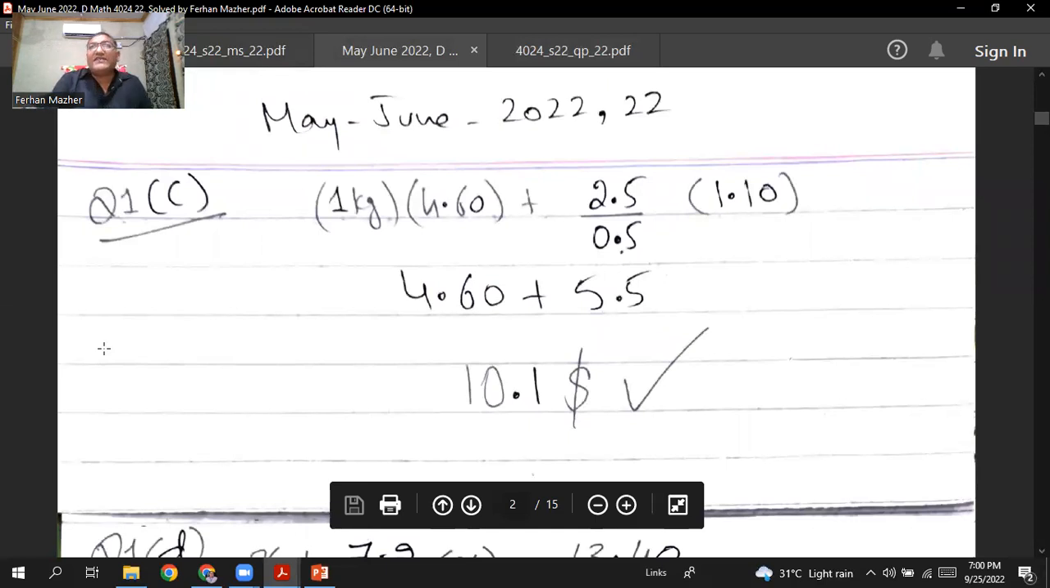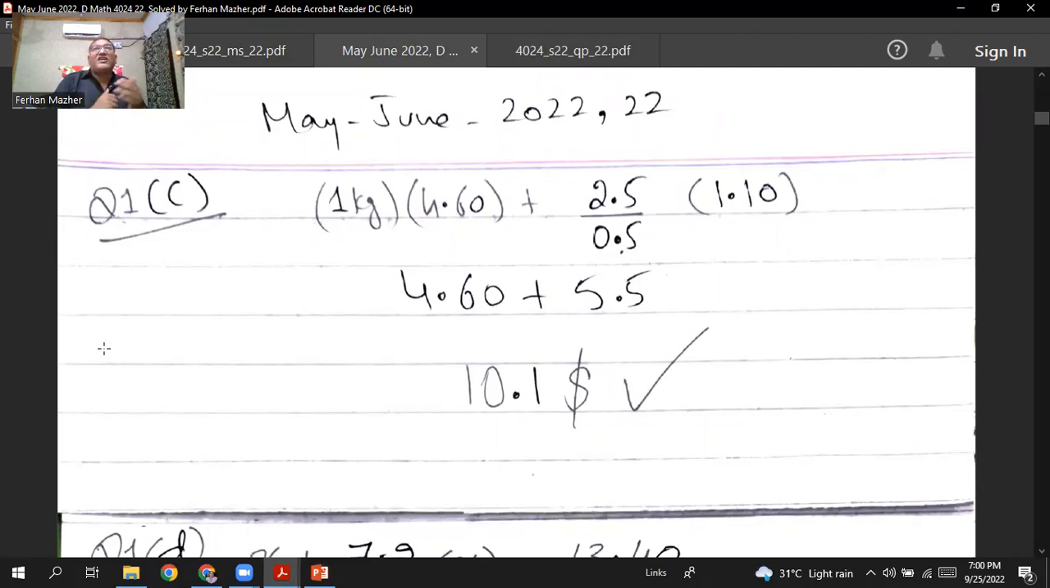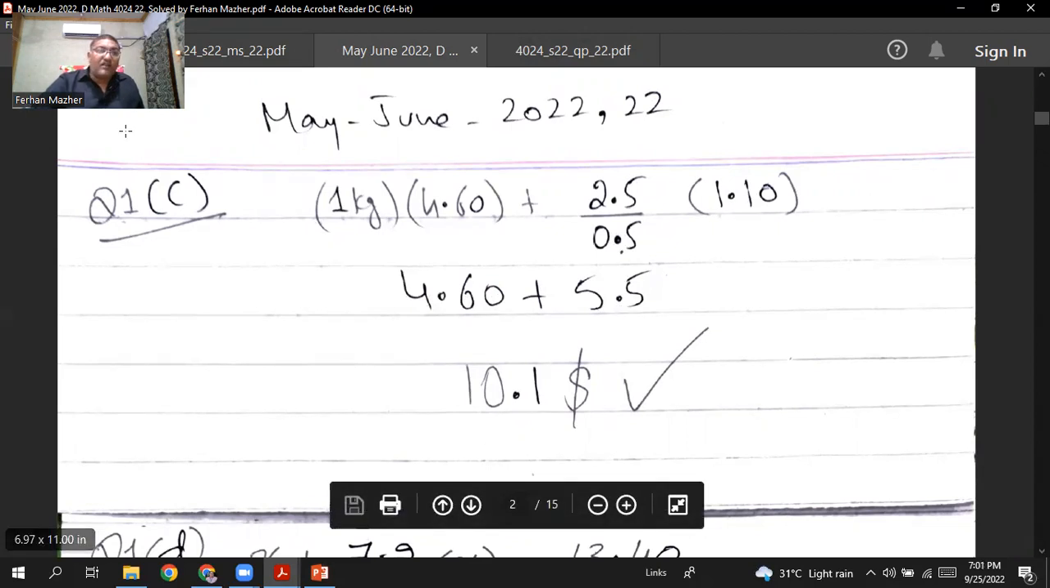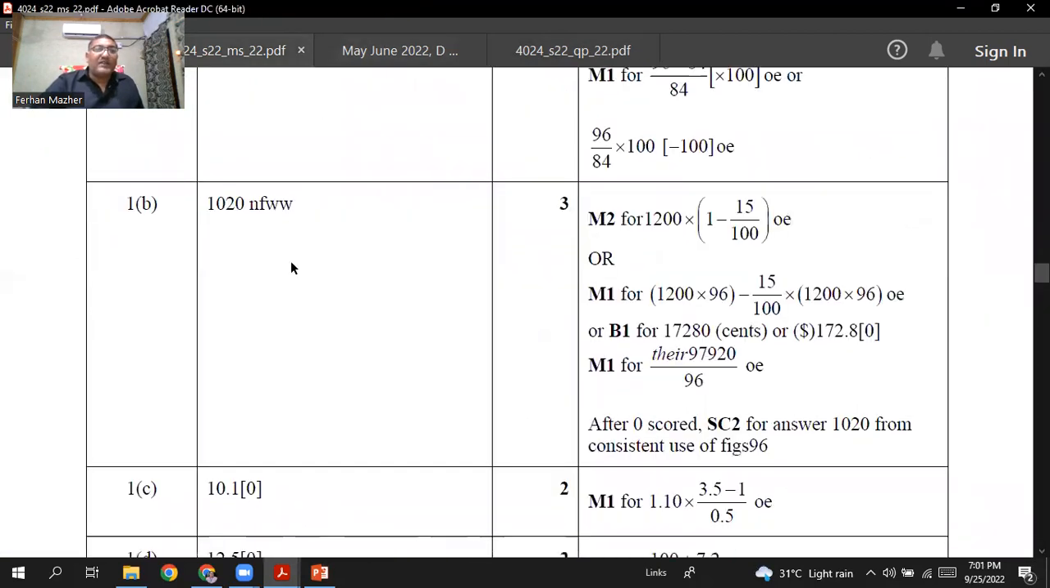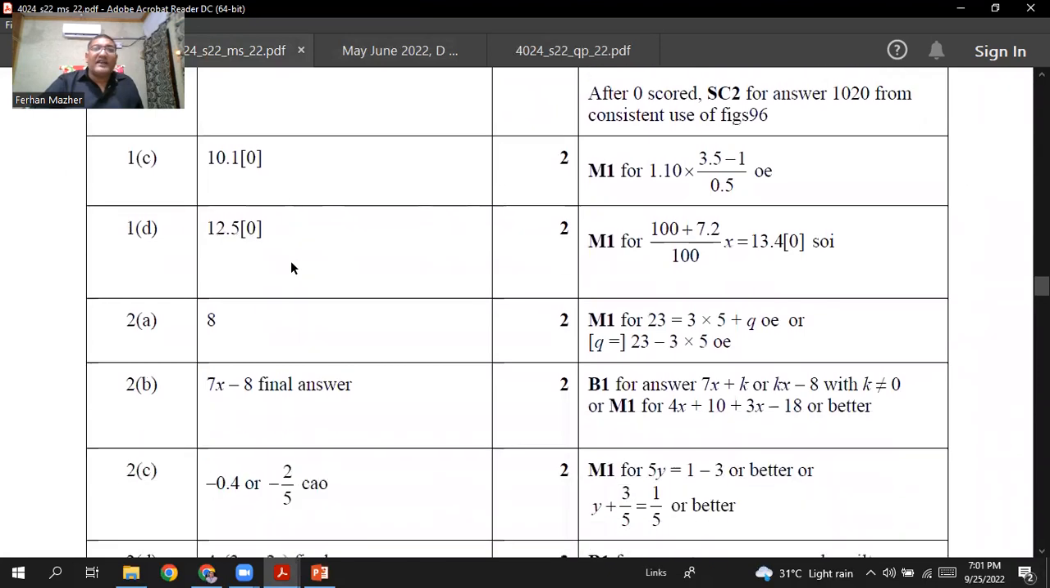Okay, so 1 kg will cost $4.60 plus 2.5 divided by 0.5 to know how many extra 0.5 you have. And for each 0.5 kg, they will cost you $1.10. So just multiply them and you get 5.5. It's a little tricky thing here. For each additional 0.5 kg, they cost you 1.10. For 2.5, that will be 5.5 when you do this calculation. So 4.60 plus 5.5 will be $10.1. So $10.1 is the answer, sir.